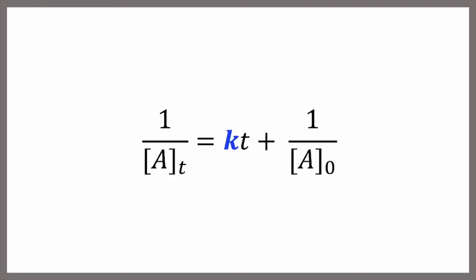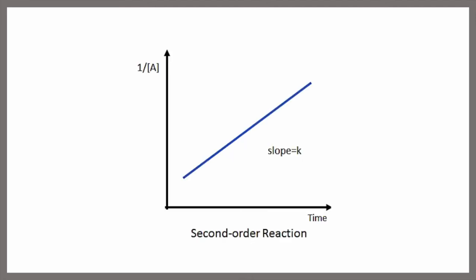If we rearrange a second order rate law to be in the form of a linear equation, this can be very useful for helping us determine the second order rate constant. If we plot 1 over the concentration of A on the y-axis and t on the x-axis, we'll get a line with the slope of k. So see a graph like this, find the slope of the line, and you've got your rate constant.